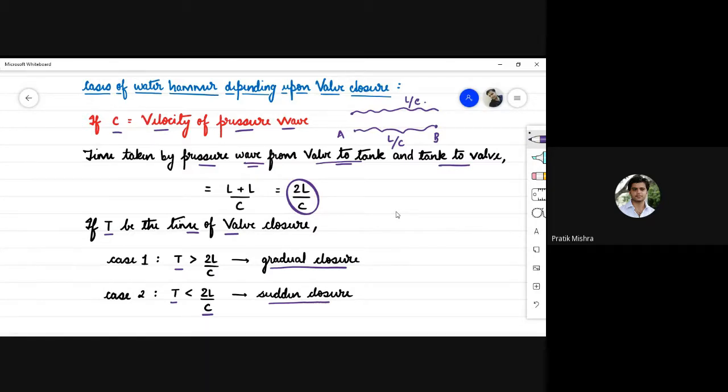यहाँ पे कैपिटल T क्या है? Capital T is the time of closure, and this 2L by C, this is the time in which the shock wave or the pressure wave travels from valve to tank and returns back from tank to valve. The total time is 2L by C.